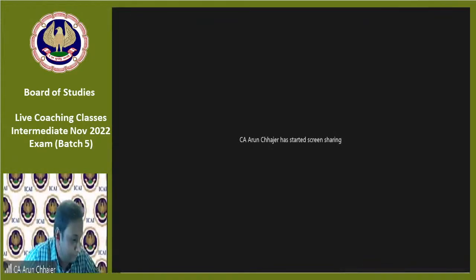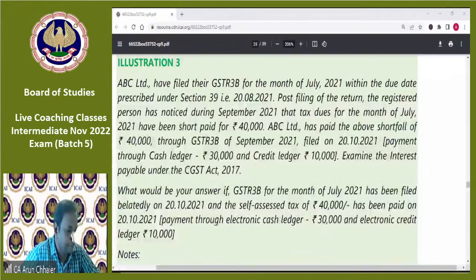Now we need to solve question number 3. Prabhas, if July return is paid in August, then what amount? The interest will be applicable. What is the sales? What is the liability? On the liability, you will calculate the interest. Let's go to the question. Might be you will have more clarity by solving the question.